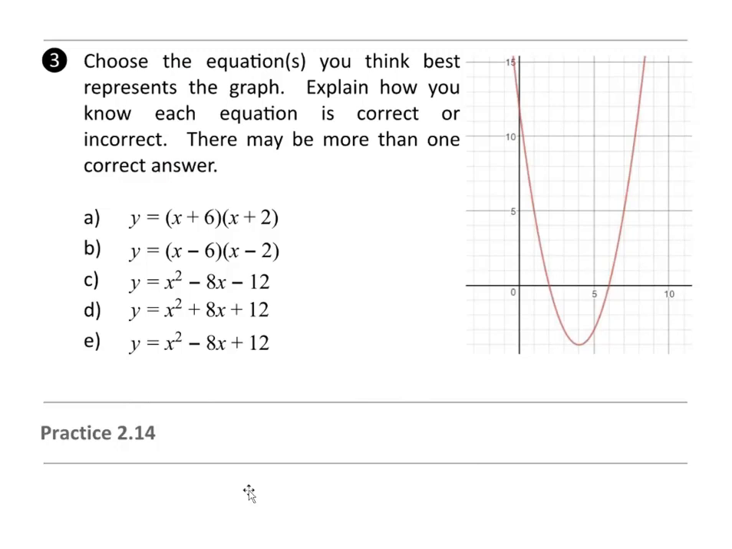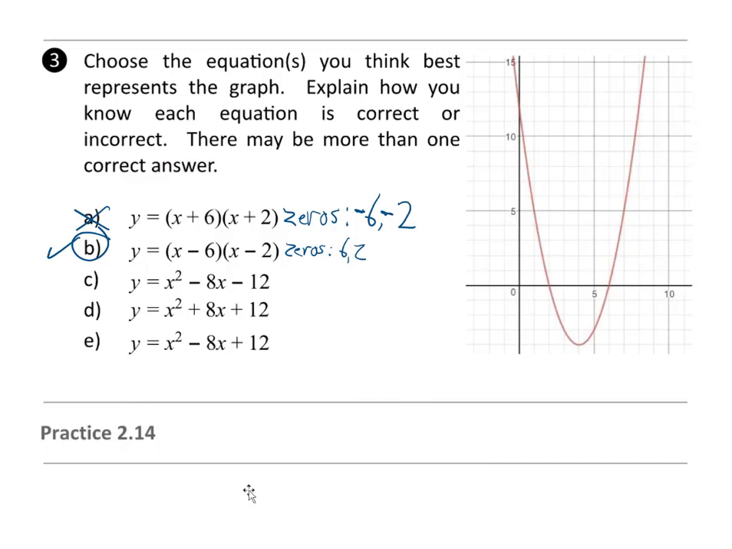The zeros for A are -6 and -2. So we know A is not one of them because the zeros are wrong. However, the zeros for B are 6 and 2. So yes, B is one. I'll put a check mark next to it too. C, well, let's take a look at C.